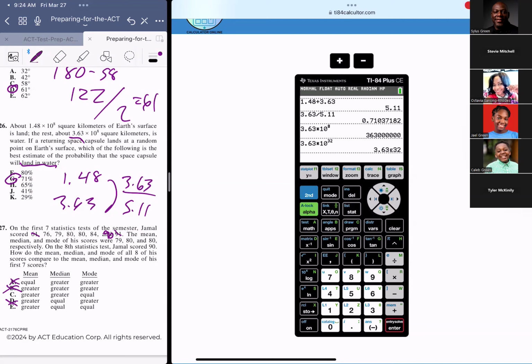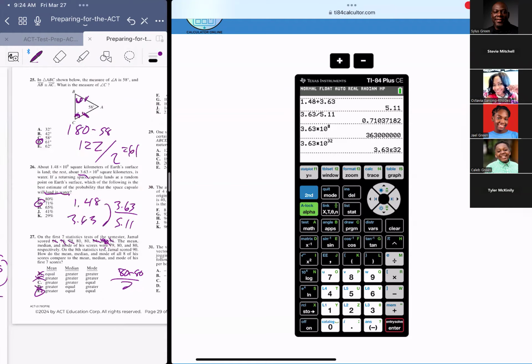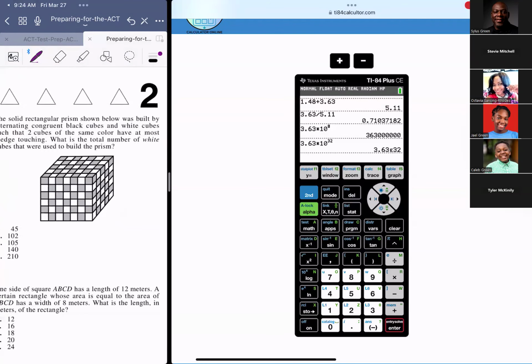Okay. And the median would stay the same because since we have two values in the middle of the set, it would just be 80 plus 80 divided by 2. That's 160 divided by 2, which is just 80. So the median would actually just stay the same. So it's greater, equal, equal. Okay.